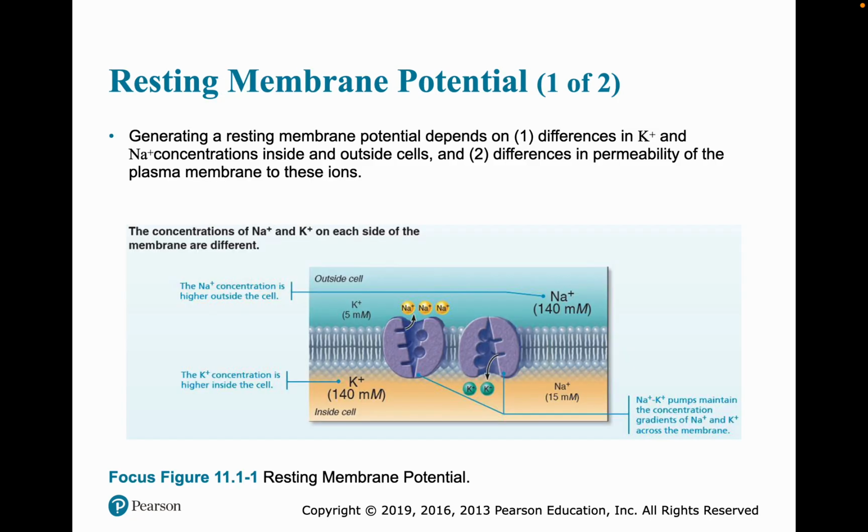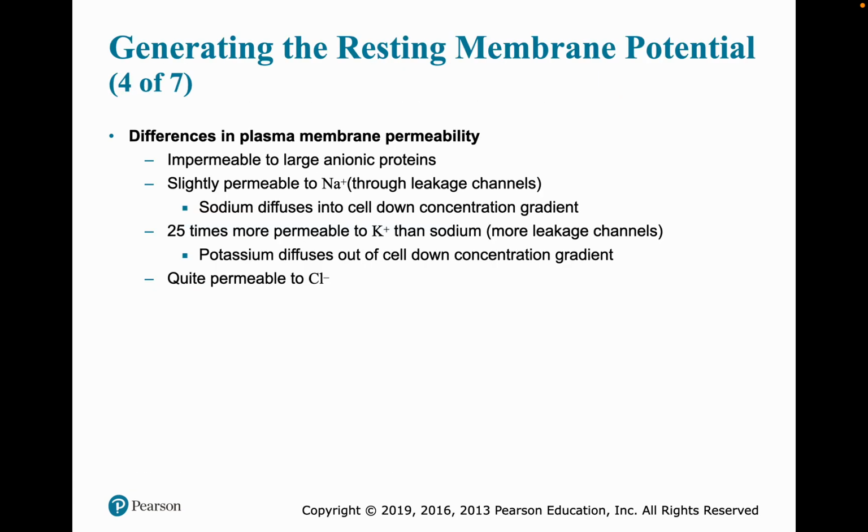Okay, so we get that resting membrane potential because of the difference in potassium and sodium concentrations inside and outside of the cell, as well as the difference in permeability between those two ions. So let's look more closely at those things. The cell membrane is impermeable to large anionic proteins. Most proteins have a negative charge. Proteins do not freely cross the membrane.